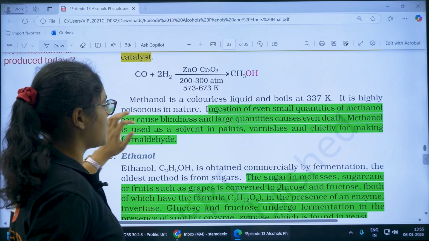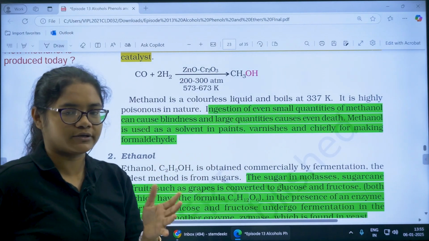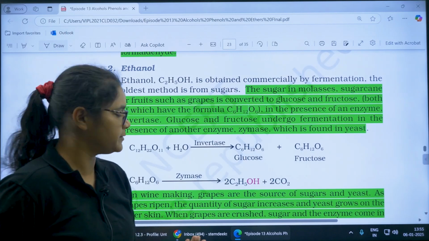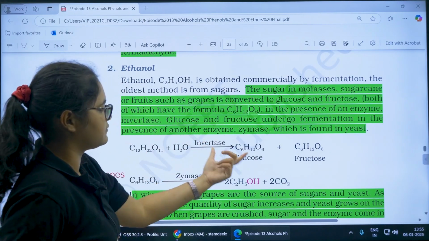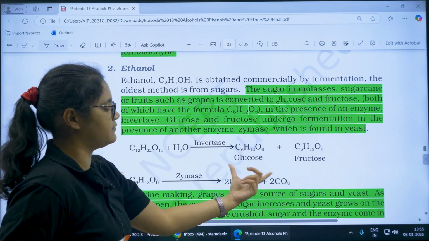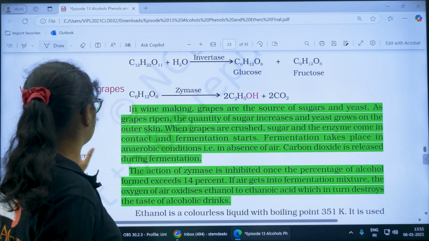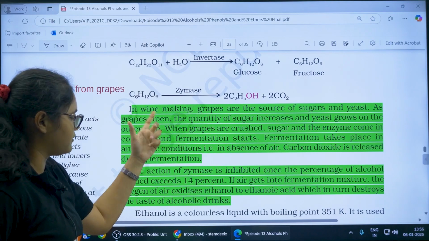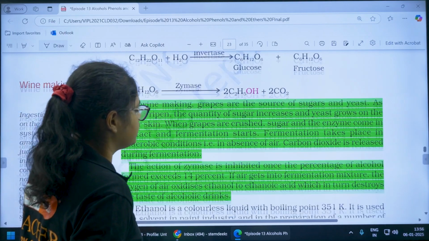Next, what are the harmful effects of methanol? Just note down two to three harmful effects of methanol. Next, coming to ethanol, how ethanol is produced. This is ethanol from sugar. First it is converted to glucose and fructose. From glucose, by the enzyme zymase, it is converted to ethanol. Next is what happens in wine making from grapes. I have given this heading, wine making from grapes, and this paragraph is about it, so you should know the process.